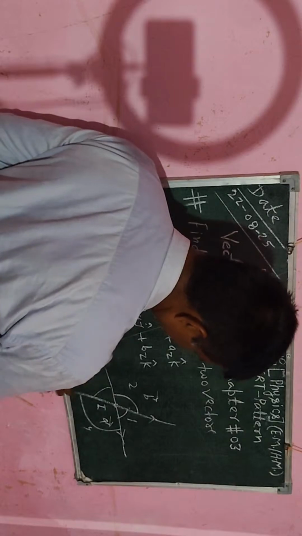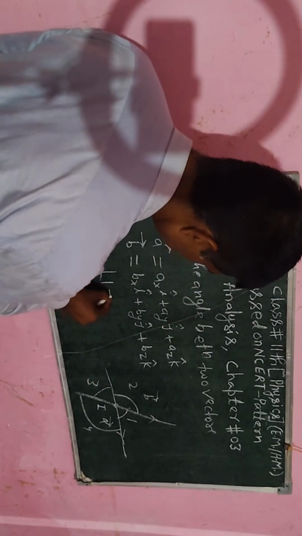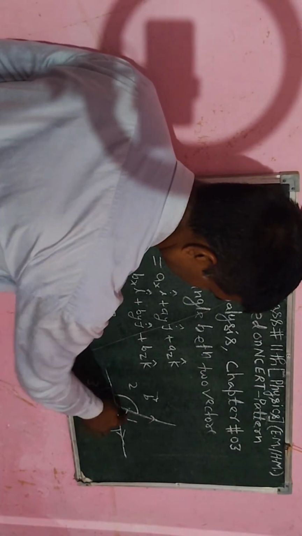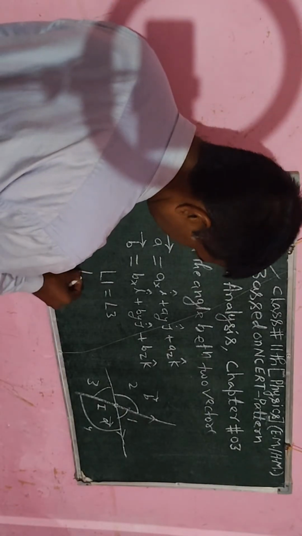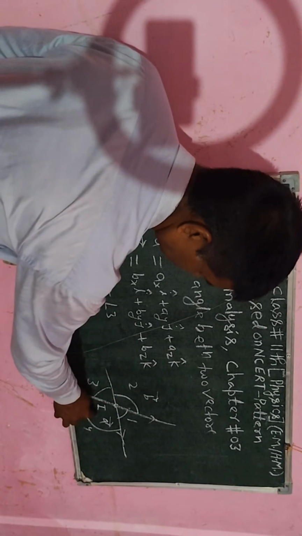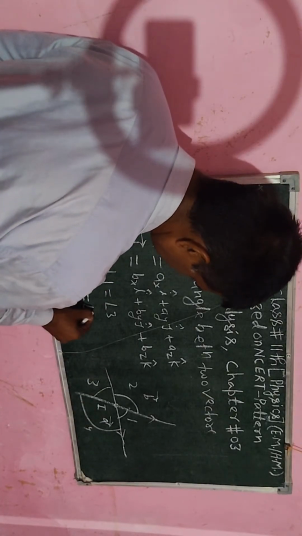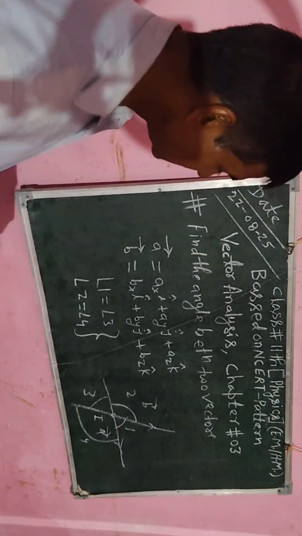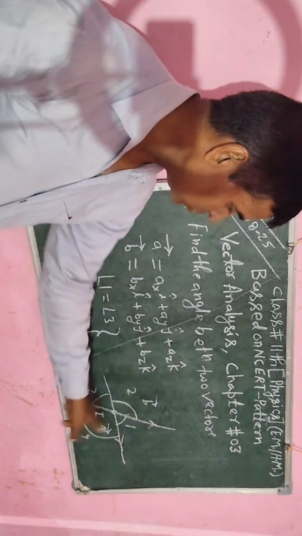Here I will write angle 1 is equal to angle 3 because vertically opposite angles are equal to each other. Similarly, angle 2 is equal to angle 4. So here I am getting two angles: one angle is this one and the other angle is this one.